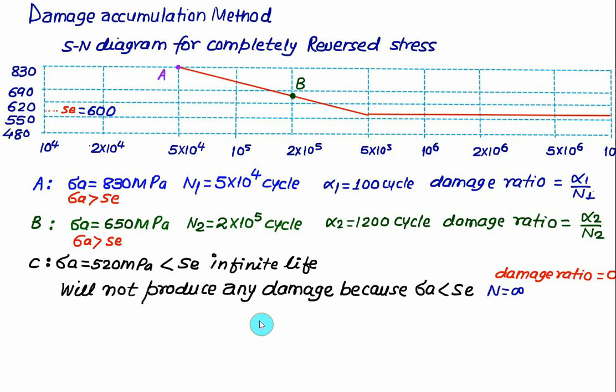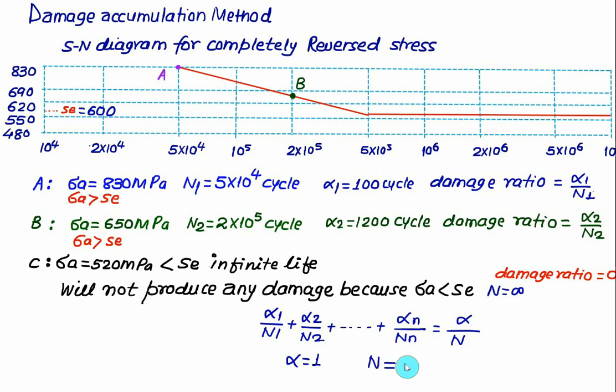So all this sum of damage, that is alpha 1 by n1 plus alpha 2 by n2, likewise if you add all these values up to alpha n divided by nn, and you equate this sum to alpha divided by n, and suppose this value of alpha is equal to 1, then you can calculate the life of a component which undergoes different stress levels for different numbers of cycles.